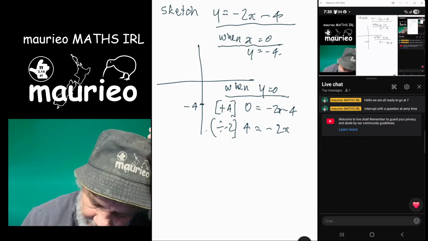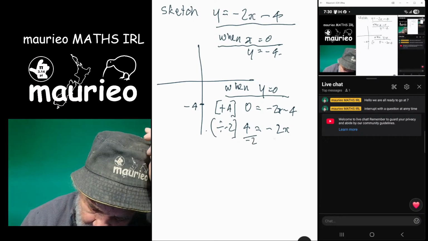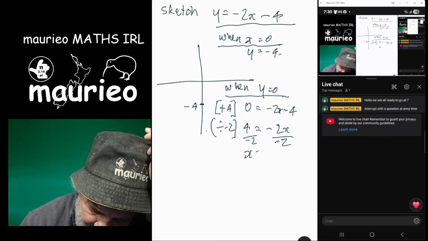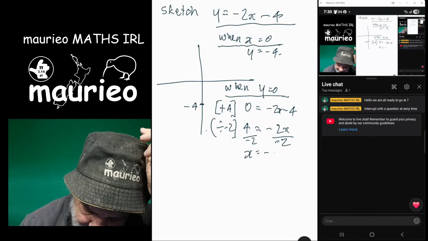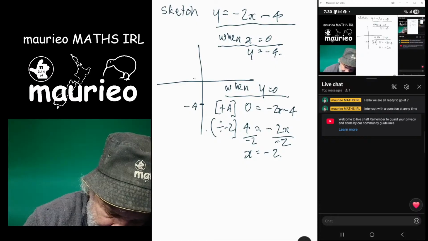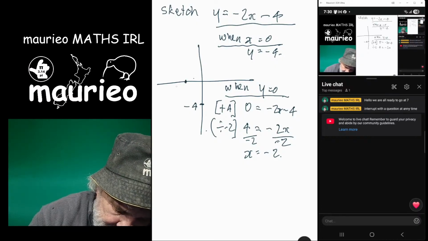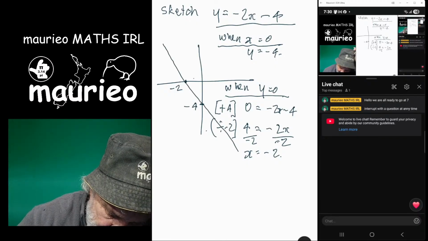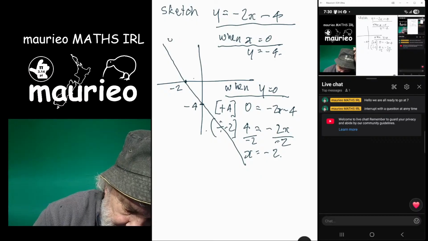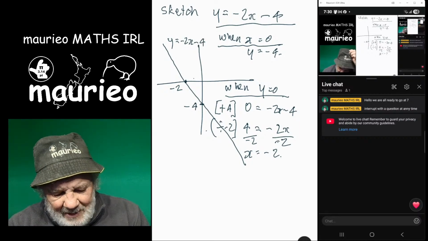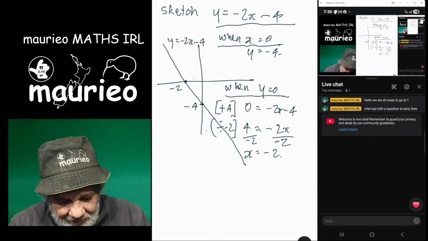So we get x equals -2. Okay, x equals -2, so that's it there. And here's our graph down here: y equals -2x minus 4. So there's our y-intercept there.